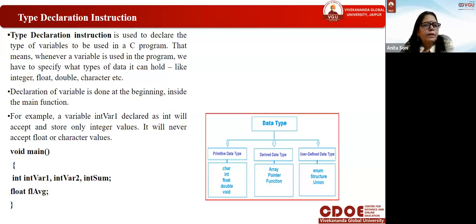So this is the way variables are declared. First, you have to write down the data type and then the variable name. If there is more than one variable of the same data type, you can separate them with commas, so you can use a single statement.